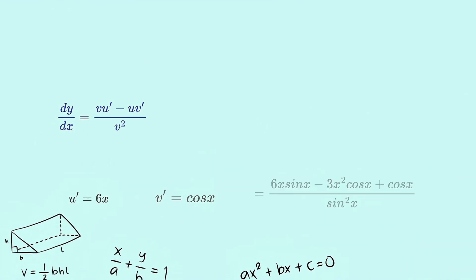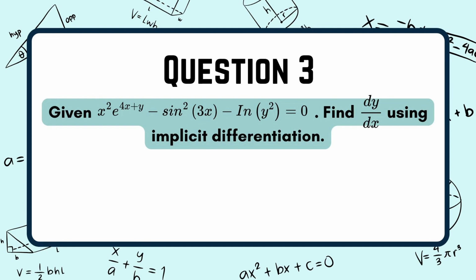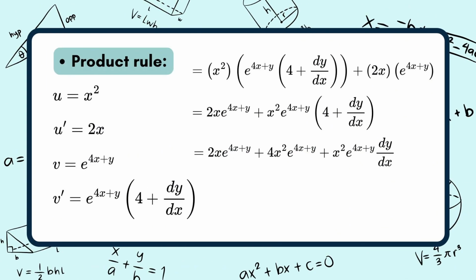over sin squared x. For question 3, given x squared times e to the power of 4x plus y, minus sin squared 3x, minus ln y squared equals 0, find dy/dx using implicit differentiation. Firstly, for x squared times e to the power of 4x plus y, we need to use the product rule. For u, we take x squared, and for v, we take e to the power of 4x plus y. For u prime and v prime, we need to differentiate, and we get 2x for u prime and e to the power of 4x plus y times 4 plus dy/dx for v prime. After we have u, v, u prime and v prime, we apply them to the product rule, which is u times v prime plus u prime times v.